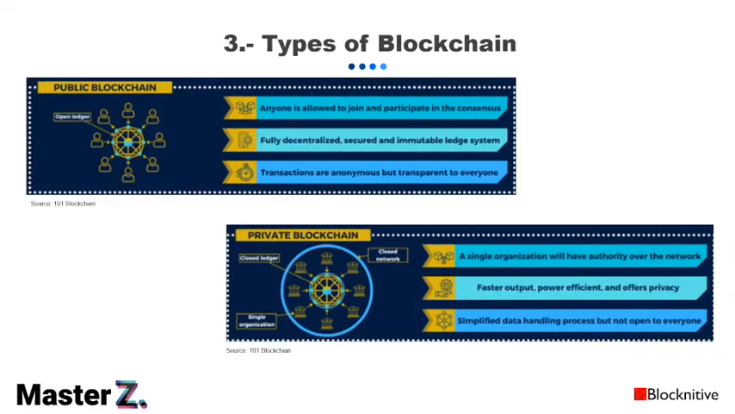I'm going to start by explaining public blockchain. Public blockchains are those where anyone is allowed to join and participate in the consensus. For example, Ethereum is a public blockchain, which we call a first layer blockchain, and you have some second layer blockchains, such as Polygon, Matic, Binance, Cardano, all of these. Those layers are fully decentralized, very secure and immutable systems.